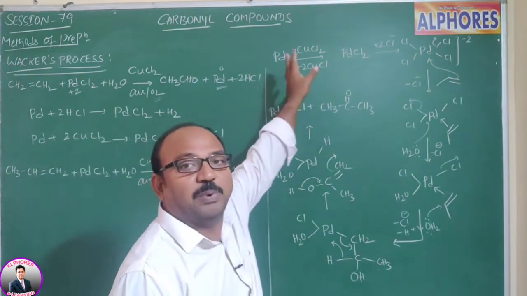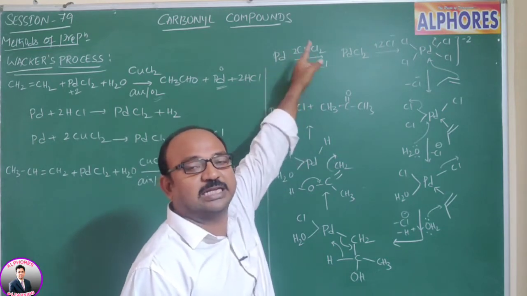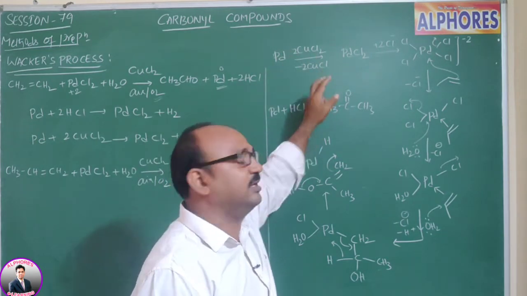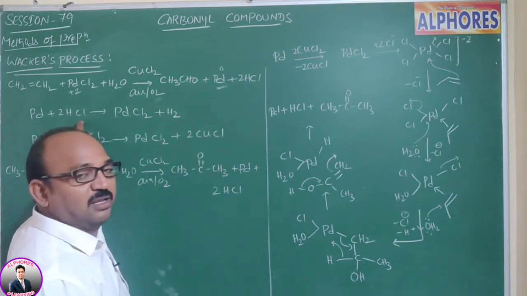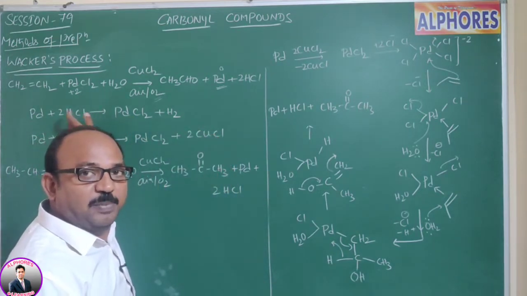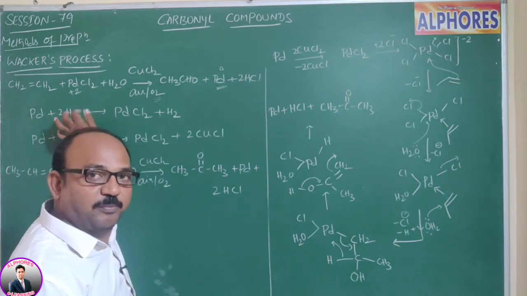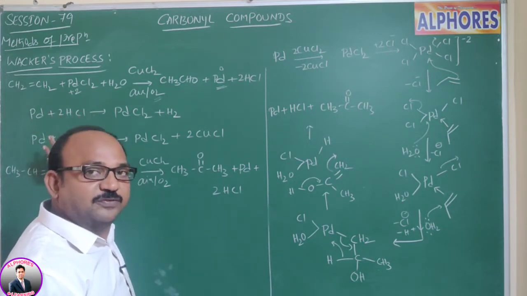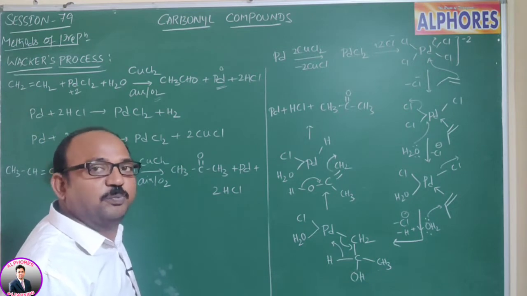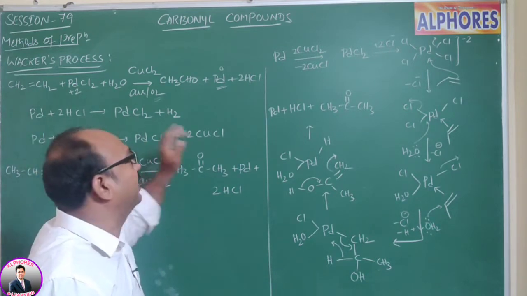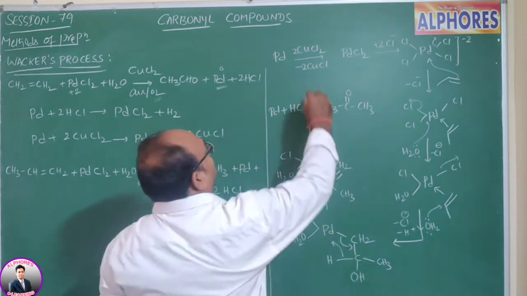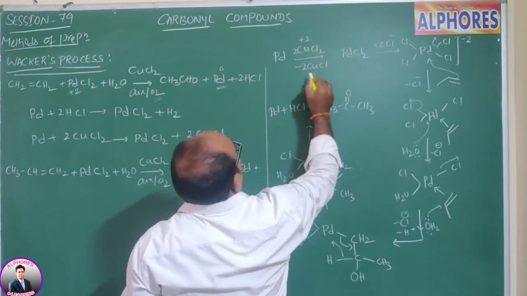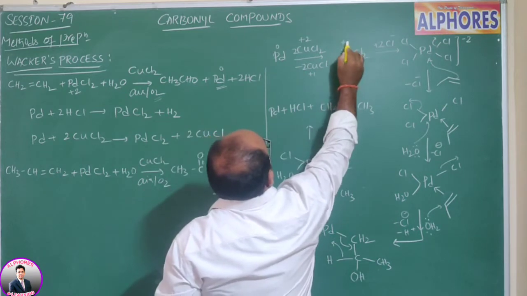Here you can see palladium reacts with cupric chloride. As I mentioned, a reaction like Pd combined with HCl won't happen directly. Palladium is not going to react with HCl. Initially HCl reacts with the cuprous chloride and converts into cupric chloride. That cupric chloride reacts with palladium. Here Cu plus 2 converts into Cu plus 1, and palladium goes from 0 to plus 2.